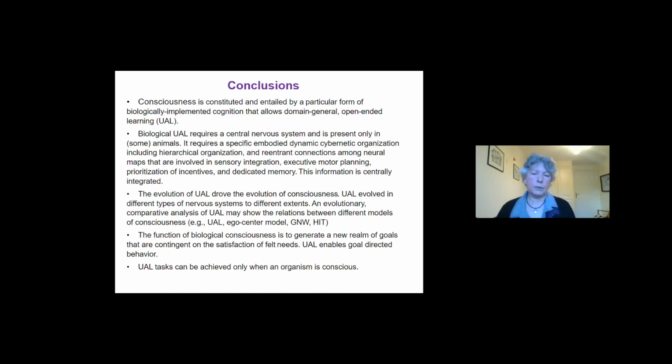So that's it. I will wrap up by saying that consciousness, according to us, is constituted and entailed by a particular form of biological implemented cognition that allows domain general open-ended learning, and that the evolution of UAL, of unlimited associative learning, drove the evolution of consciousness, and it evolved in different nervous systems at different times in parallel. And the function of consciousness is to generate a new realm of goals that are contingent on the satisfaction of felt needs, and it allows goal-directed behavior.